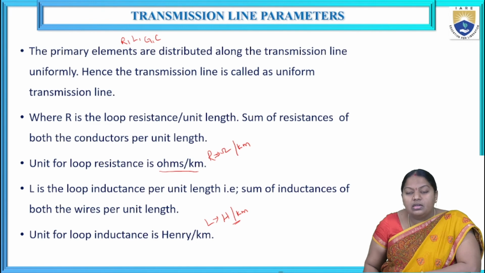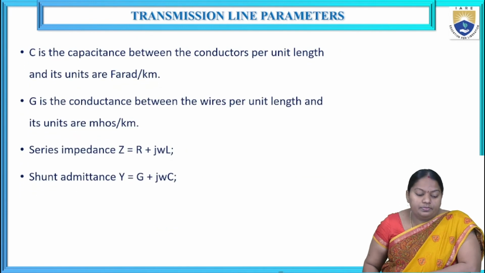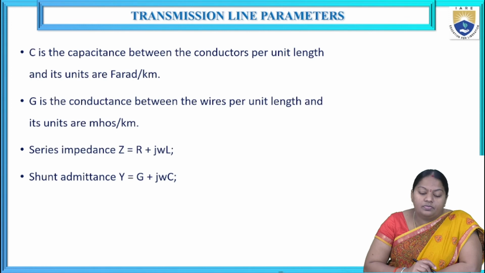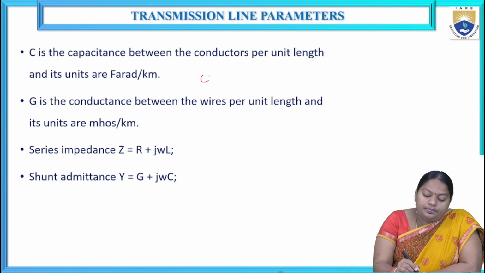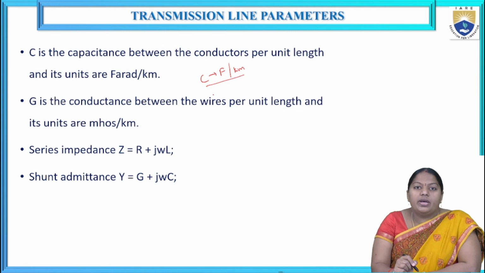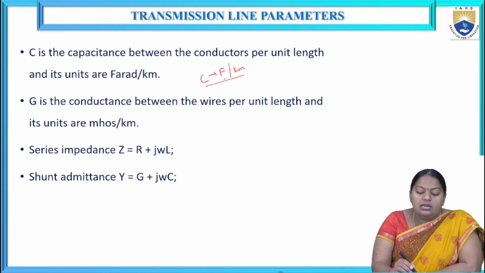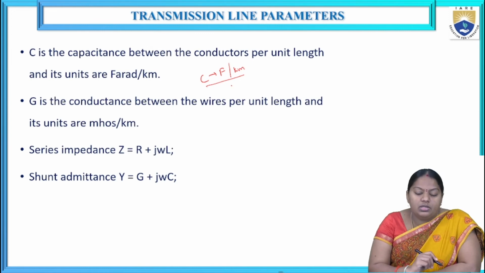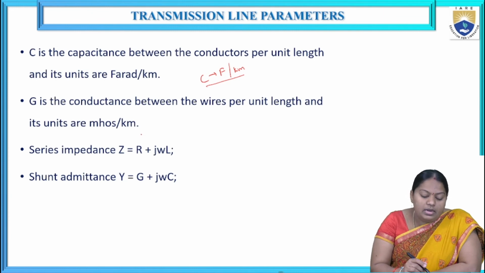Similarly for capacitance and conductance. C is the capacitance between the conductors per unit length, and its unit is farad per kilometer. Generally, capacitance is measured in farads, and along the transmission line the length is taken per kilometer. Hence in transmission lines, the primary parameter C is measured in farad per kilometer. And the conductance G, also connected in shunt, is measured in mhos per kilometer.